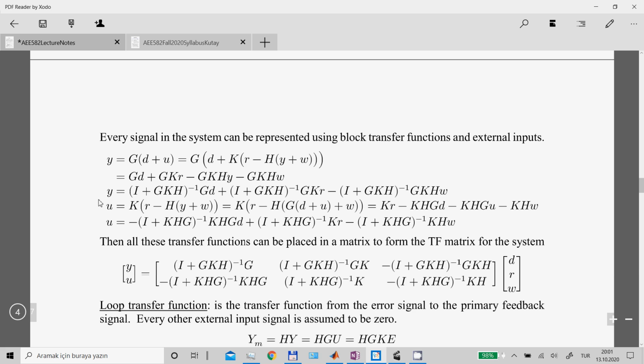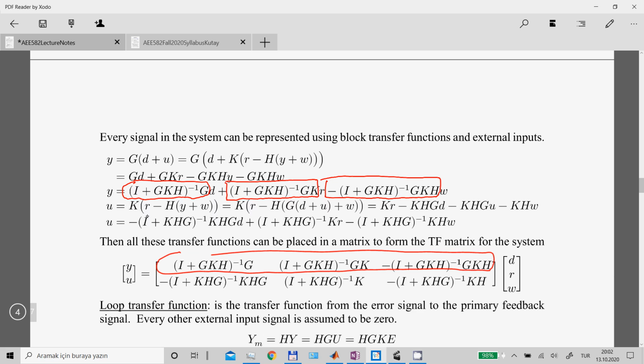Okay, so Y is equal to D times, well, I use small case letters here, but since these are S domain signals, I should have really used capital letters instead. But anyway, this part is the transfer function between the disturbance input and the output. This is the transfer function from the reference signal R to the output, and this is the transfer function from the sensor noise to the output. Okay, and I can put them in a matrix as you see here. So this is for the output.